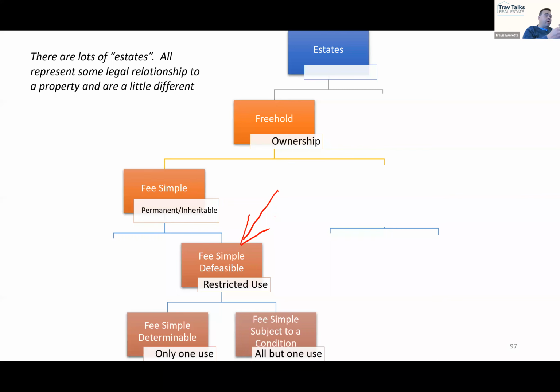So I'm going to go back to the chart again. Remember, fee simple defeasible, and now we're breaking that into two types of use restrictions. Just like you have conventional life estates and life estates pur autre vie, two different kinds of life estates, you have two different types of use restrictions as well.